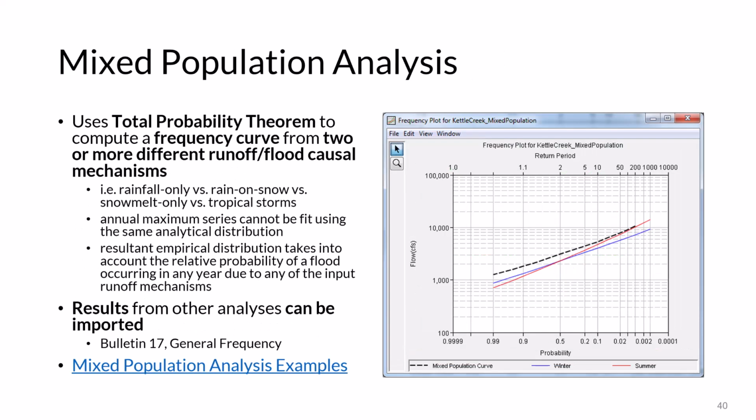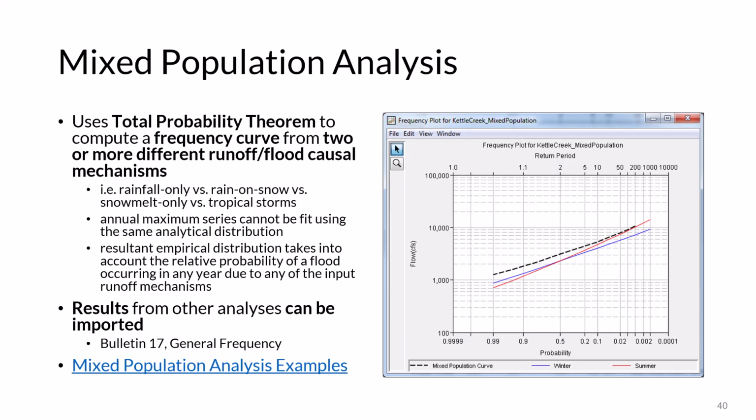The mixed population analysis uses the total probability theorem to compute a frequency curve from 2 or more different runoff or flood causal mechanisms. Flood causal mechanisms can be rainfall, rain on snow, snowmelt, tropical storms, or other mechanisms that cause floods. When annual peak flows at a site are caused by multiple mechanisms, the flood series cannot be considered identically distributed, and a mixed population analysis should be performed. The resultant empirical distribution takes into account the relative probability of a flood occurring in any year due to any of the input runoff mechanisms.